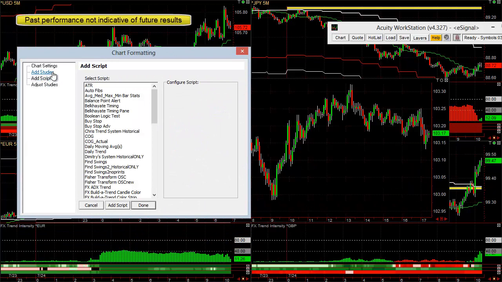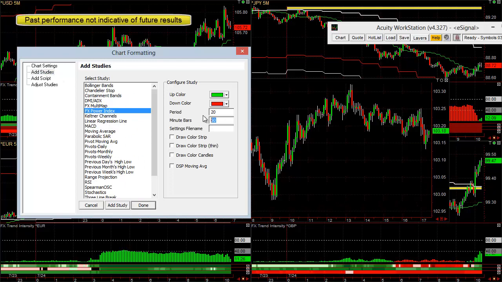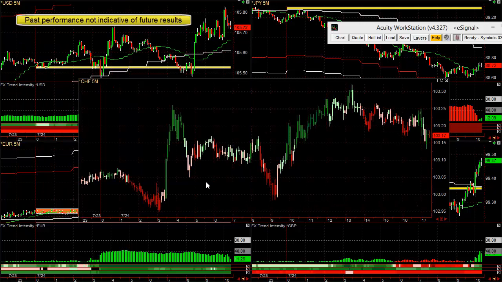For instance, the FX power index. Let's say you want to see what percentage of currencies are trending up on the 15-minute time frame. You want to plot it as a color candle, and we're going to use our superfast DSP. So this lets you see how strong the Swiss is.